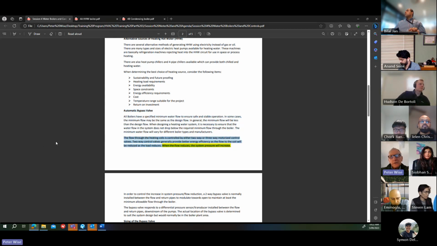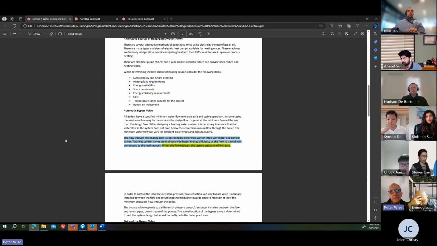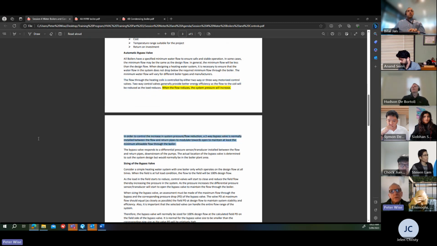The flow through the heating coils in the field is controlled by either two-way or three-way motorized control valves. So these are the valves in the pipework at the air handling units or fan coil units. Two-way control valves generally provide better energy efficiency, as the flow through the coil will be reduced as the load reduces. So they just close down when the load's reducing. But when the flow reduces, the system pressure will go up. Okay? So in order to control the increase in system pressure and flow reduction, we need a two-way bypass valve.